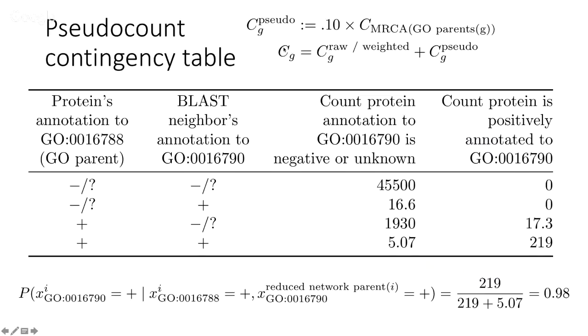we have our modified contingency table, which is equal to the raw contingency table that we just talked about, plus the pseudocount table. And the pseudocount is derived from a contingency table of similar terms that have more data and more complete annotation. So it's derived from the contingency table of the parent term for that GO term. And you can see how these are the counts after we add the pseudocounts.